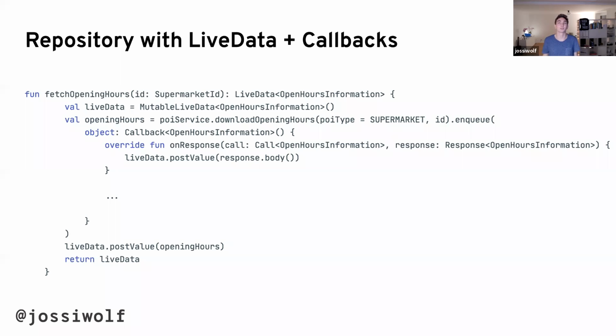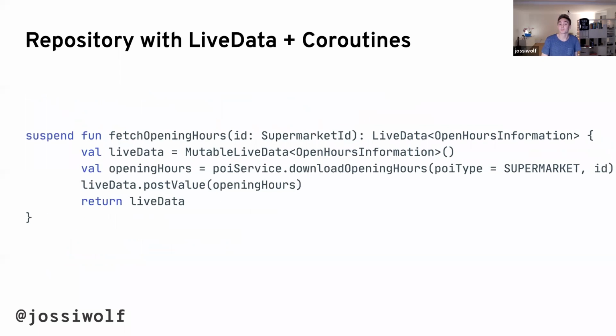Retrofit has had coroutine support built in for a couple of versions. It works super well. It's first party. You can just make this a suspend fun, and it works out of the box. That's what we did first. And for that, we had to make our fetch opening hours function suspend, which it was not previously, but that was fine for us. At this point, it was still returning a LiveData, but this was our first step to get rid of the bloat.